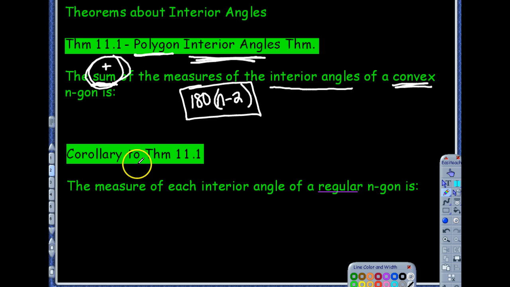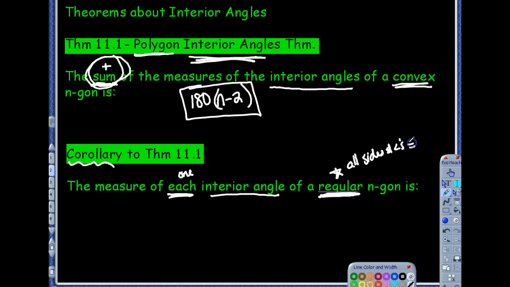Okay. Now, the corollary, getting more specific, a theorem that branches off of this, says that the measure of each interior angle of a regular polygon, and that's the key word here, it has to be regular. What does regular mean again? Well, it means all the sides are congruent and all the angles are congruent, so sides and angles. Right. And that's why we can talk about one of those, because they're all going to have the same measure.